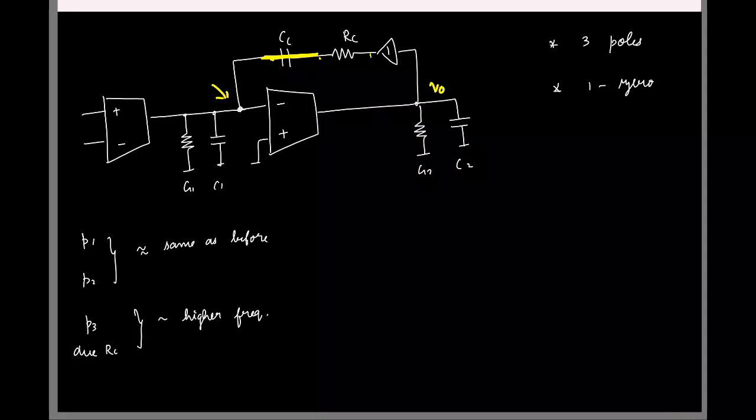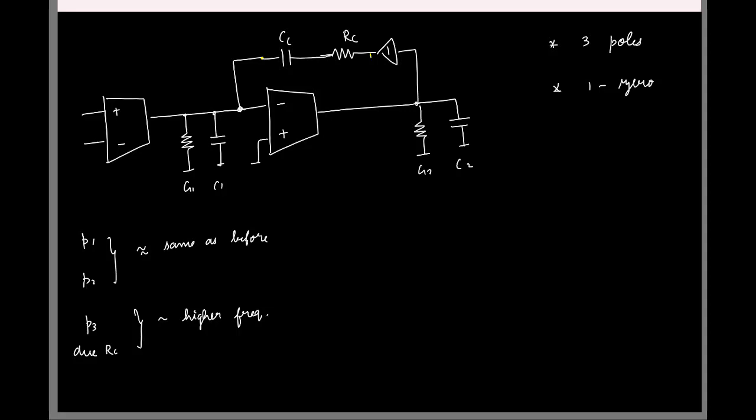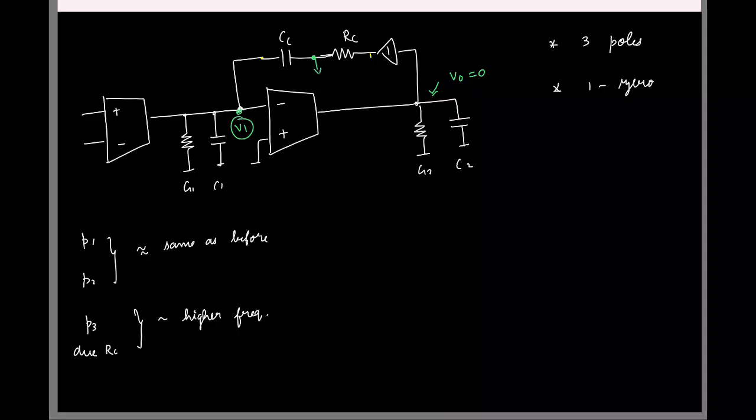But having a 0 is not a problem. What kind of 0 is a problem? RHP 0. So let's find out where the 0 is. That's what we should do. Again, to find the 0 location, I will do the same thing. I'll assume the output to be 0. So if I call this voltage some V1, I'll call this some Vx.